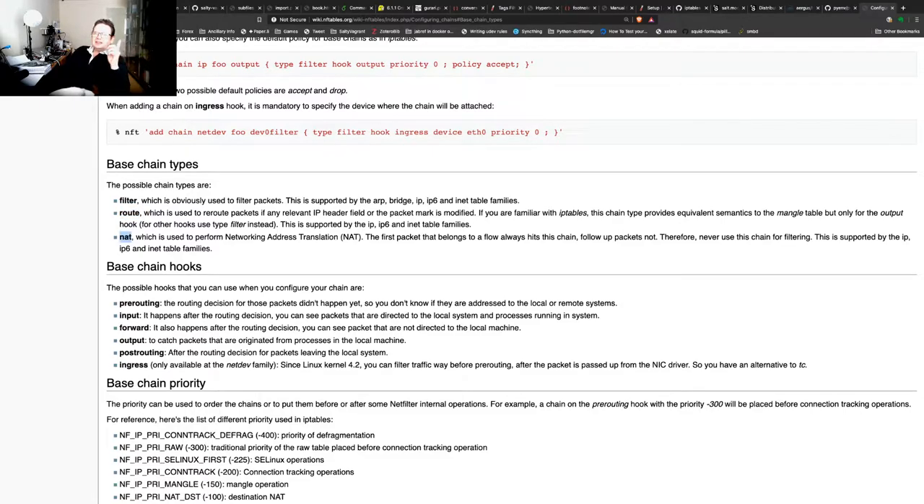NAT is kind of a special version of route. NAT is short for network address translation, and it is really for packets that are moving across network boundaries.